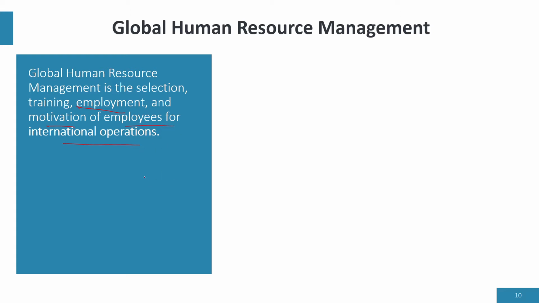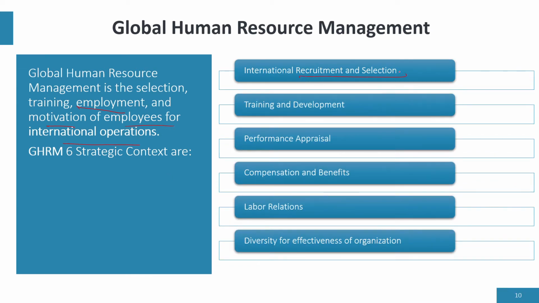Global human resource management has six strategic contexts, which are the international recruitment. So we're going to recruit in an international condition, whether we're going to recruit foreign employees or recruit in different countries. Then we have training and development, of course, after the recruitment, and we're going to have performance appraisal to manage the performance of the employees, and we have compensation and benefits, labor relations and diversity, particularly in international organizations.